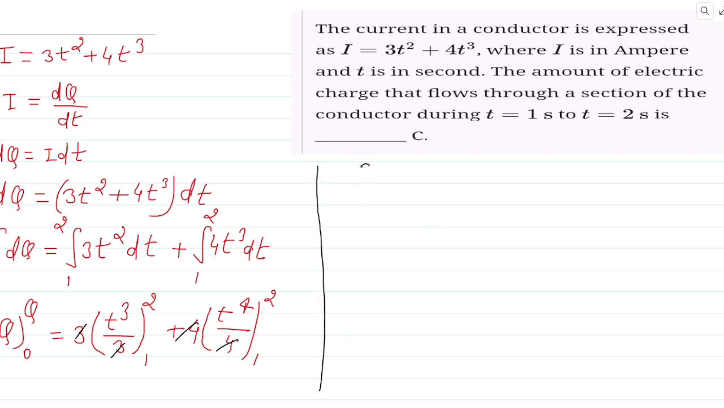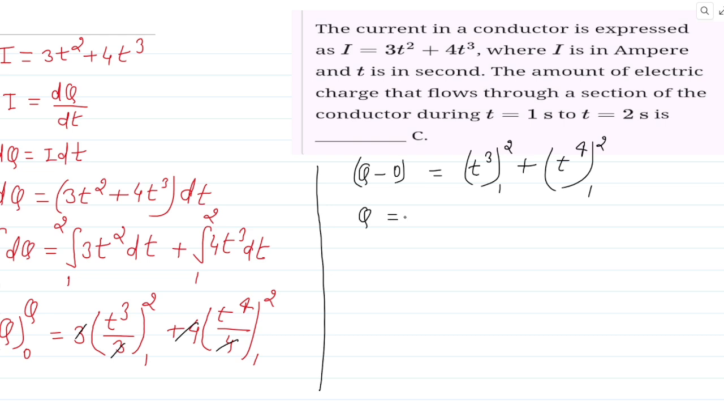The answer is upper limit minus lower limit, q minus 0. We put the value of charge equal to t cube, with limit 1 to 2, plus t to the power 4, again with limit 1 to 2. So q minus 0, we get q.